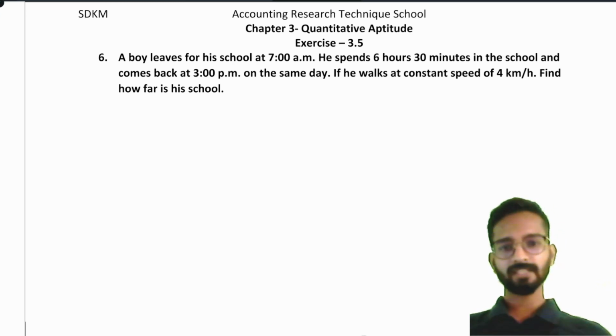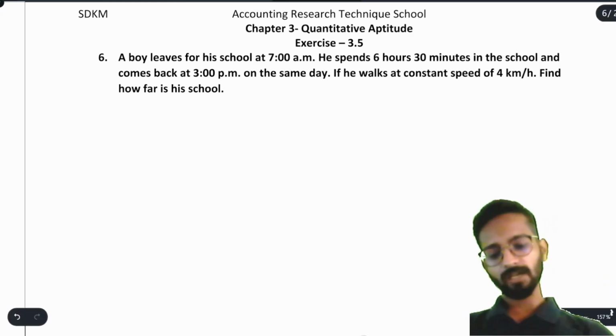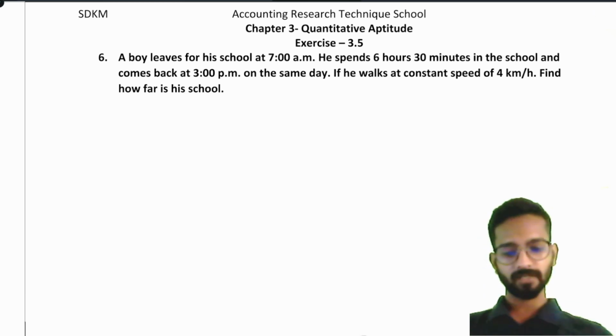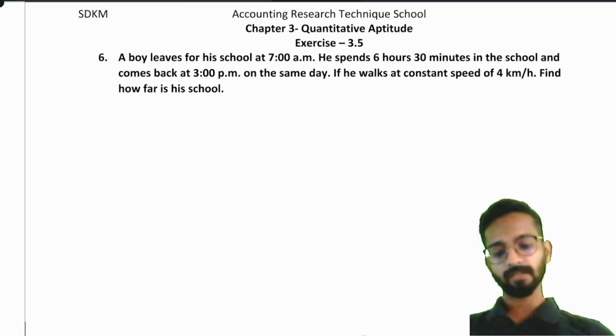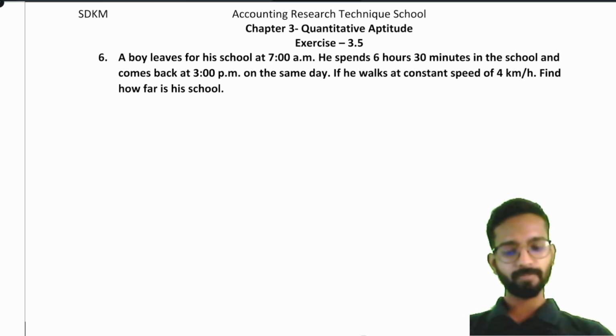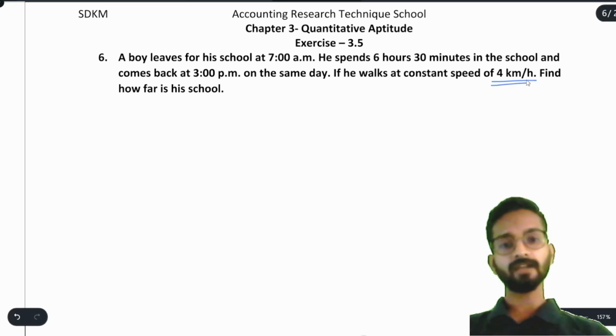Hello everyone. In this video, we'll continue from question number 6 of exercise 3.5. Question number 6 says, a boy leaves for his school at 7 a.m. He spends 6 hours and 30 minutes in the school, and comes back at 3 p.m. on the same day. If he walks at constant speed of 4 km per hour, find how far is his school.